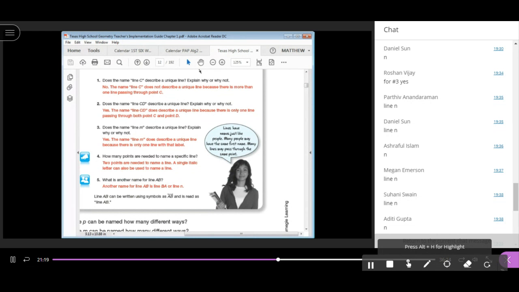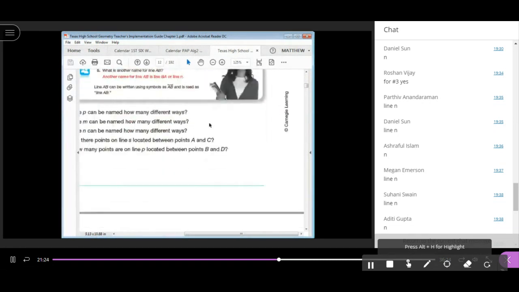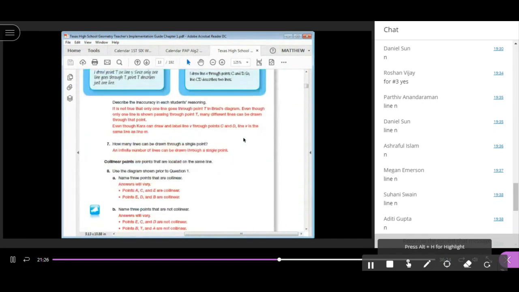Number 7, an infinite number of lines. You have a single point, you can have an infinite number of lines going through it, right? All good. What about 8A?